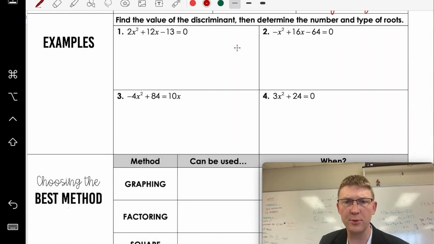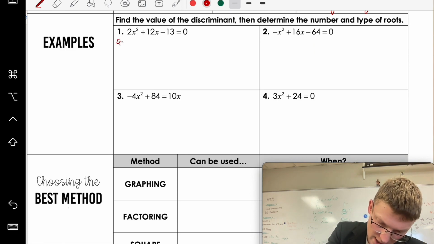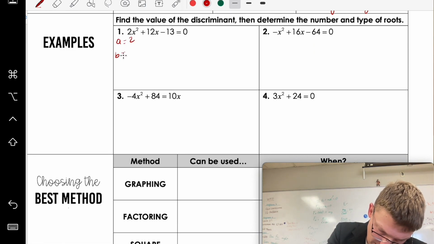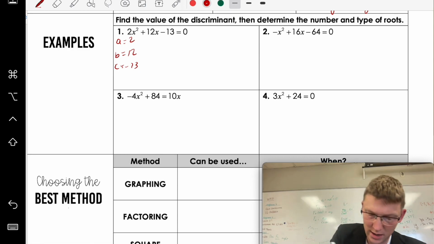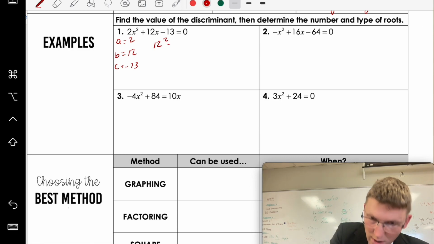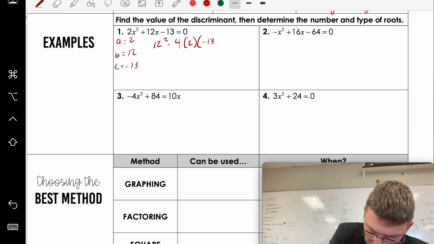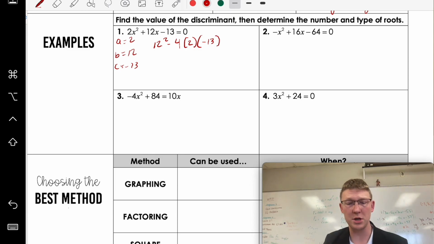All right, so here are some examples. We're going to go through them a little bit quick because I want you to see that the discriminant is fairly simple and easy to do, and that's why it can give us some information. So number one, we've got a equals 2, b equals 12, and c equals negative 13. No problem, we're going to plug that in. We're going to have 12 squared minus 4 times a times c. I'm going to plug straight into my calculator. As long as you enter it in correctly, it's fine.